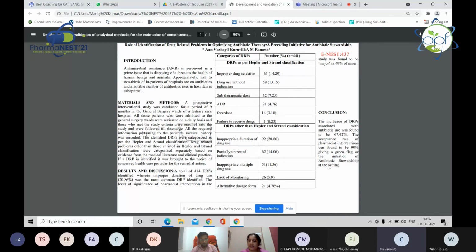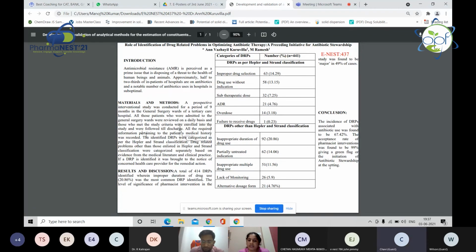etc. And failure to receive drug in one patient, because he had a resistance to all, and he only had an intermediate sensitivity to colistin, and he hadn't the money to pay for the same, so there was a failure of receiving the drug. And moving on to the other DRPs that are not enlisted in the Hepler and Strand classification, as I said, the most number jumped up for inappropriate duration of drug use, which was mostly related to prophylaxis, and partially untreated indication.